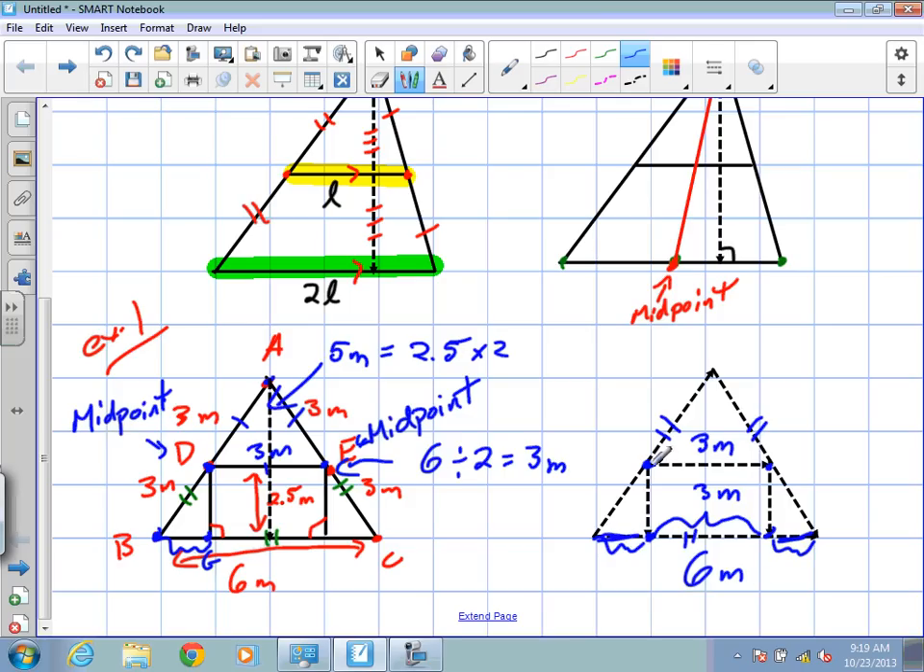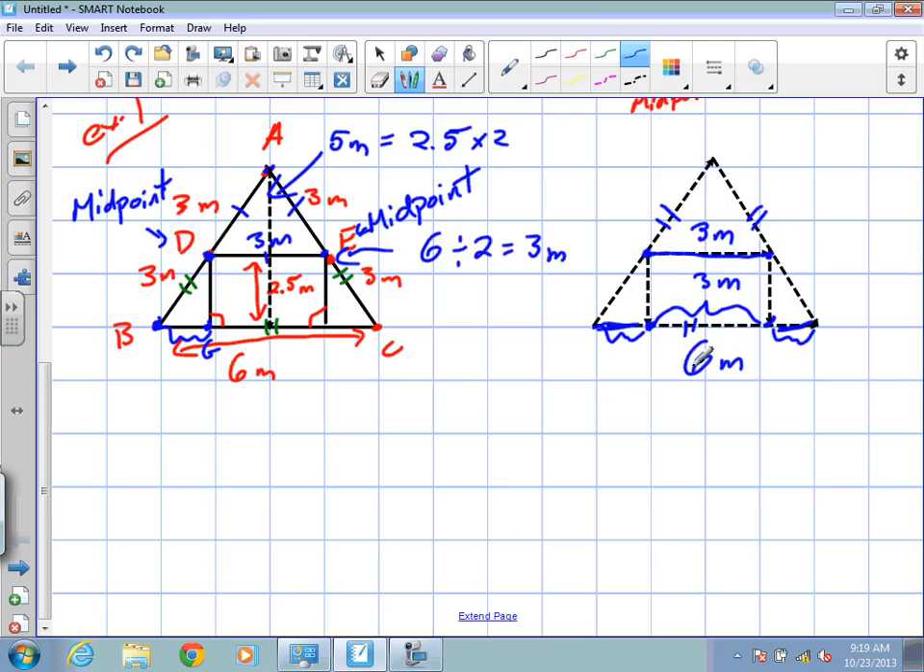The way we figured that out is I took the base of 6, and I subtracted the 3 from above to tell us how much space we had left with these two. So 6 minus 3 happens to be 3 meters. That means between the two of these, there is 3 meters. Because they're equal, we divide them in half. So we take 3 and divide it by 2, and it gives us 1.5 meters. So we know the distance of each of these is 1.5.